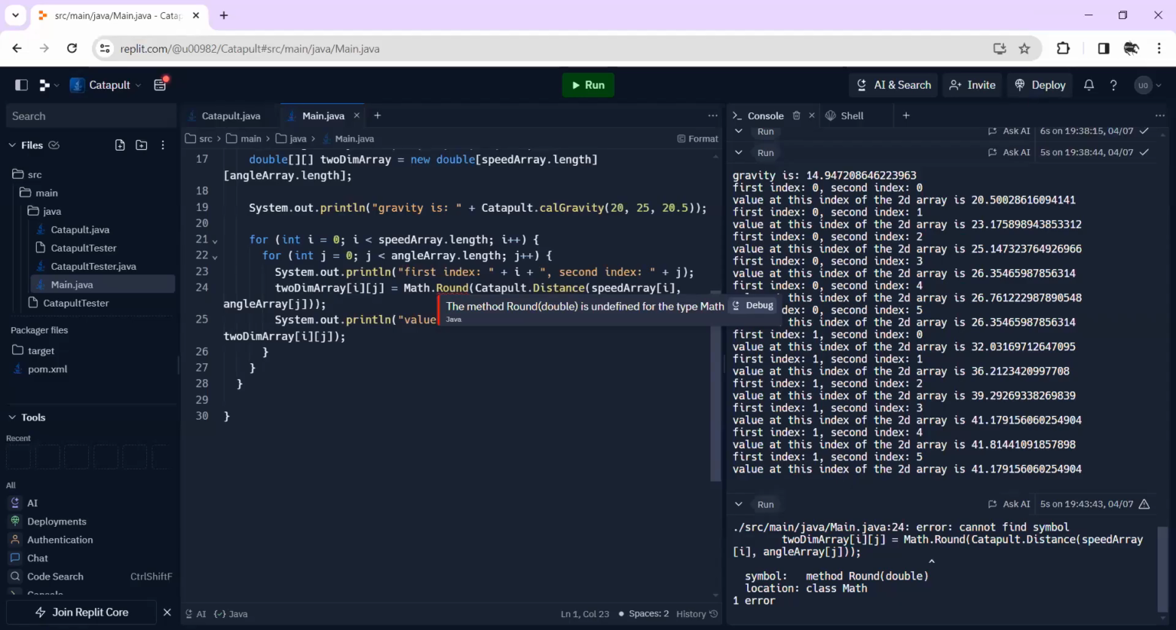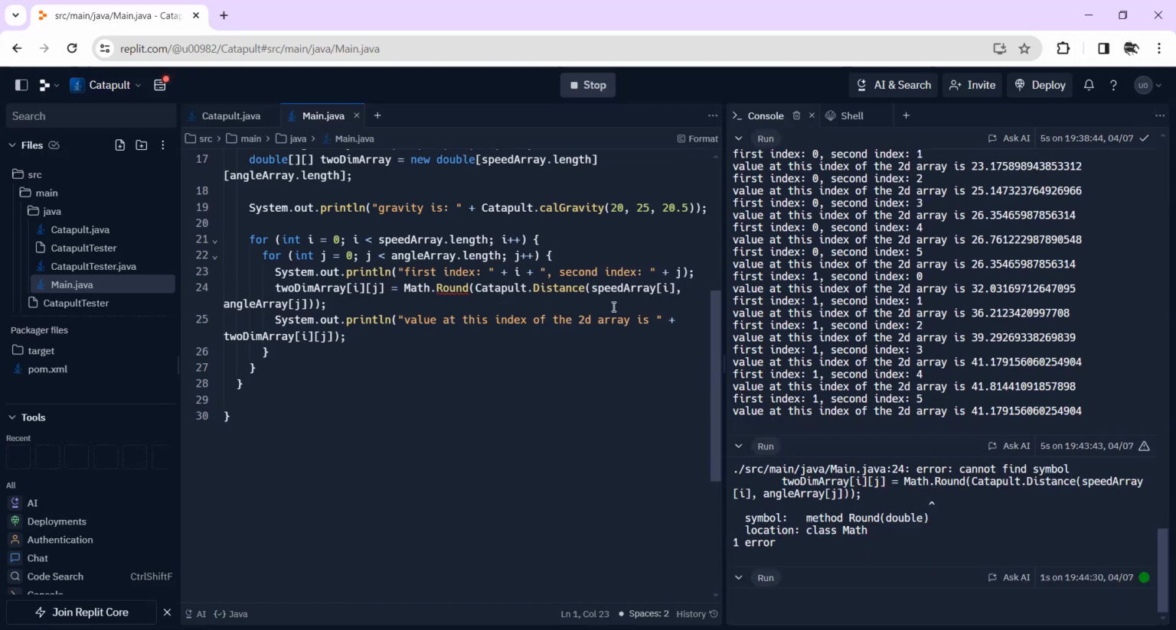So it is Math.round. And then you have to put. Okay, let me see then. Math.round, yes, it should be correct.